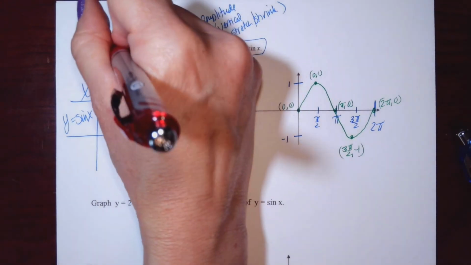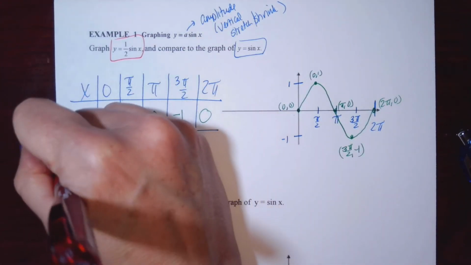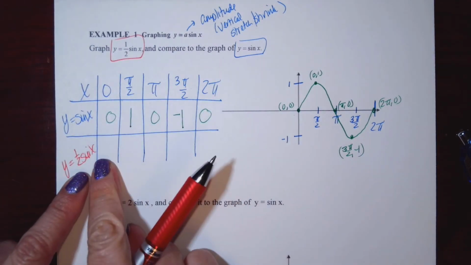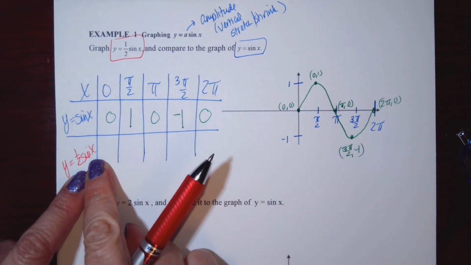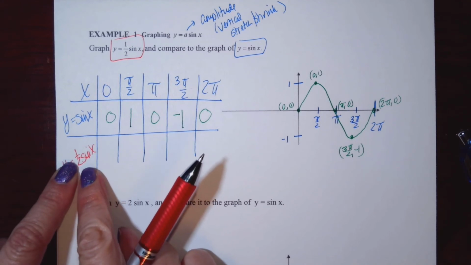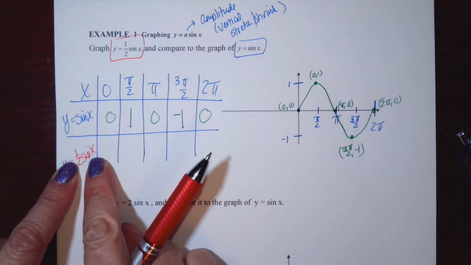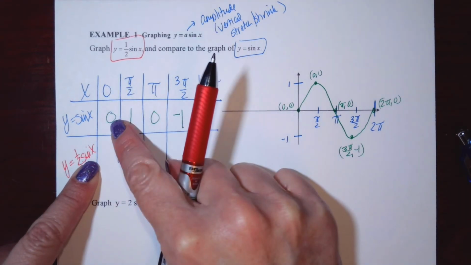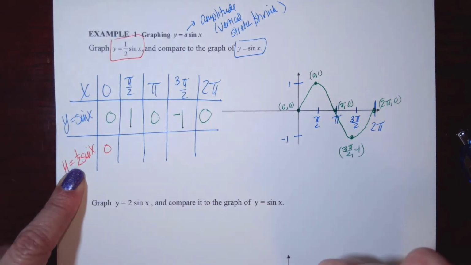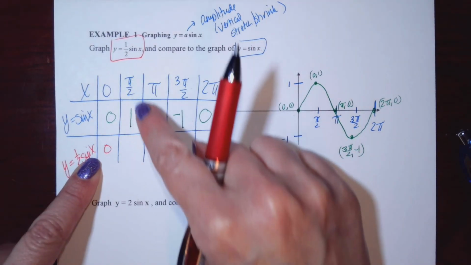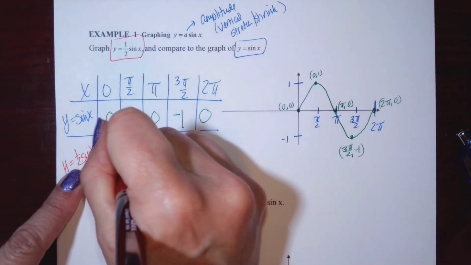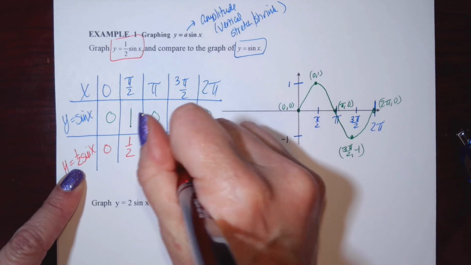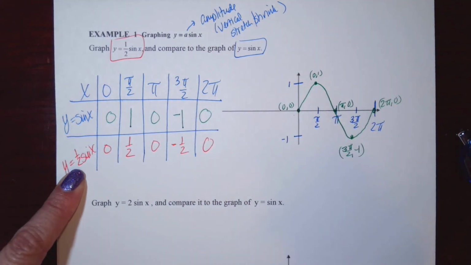Now what we were asked to look at was y equals 1/2 sine x. So let's do that. Now we already know sine of x, so we're just going to multiply this coefficient 1/2 by that function value. So at 0 radians, sine of 0 is 0, 1/2 of 0 is still 0. At pi half, sine at pi half is 1. 1/2 times 1 is 1/2. Half of 0 is 0. Half of -1 is -1/2, and half of 0 is 0.